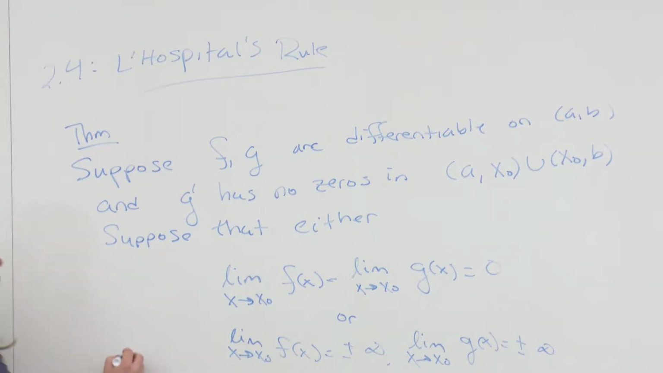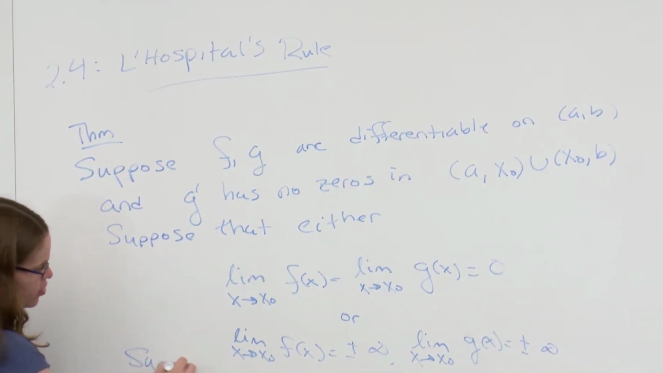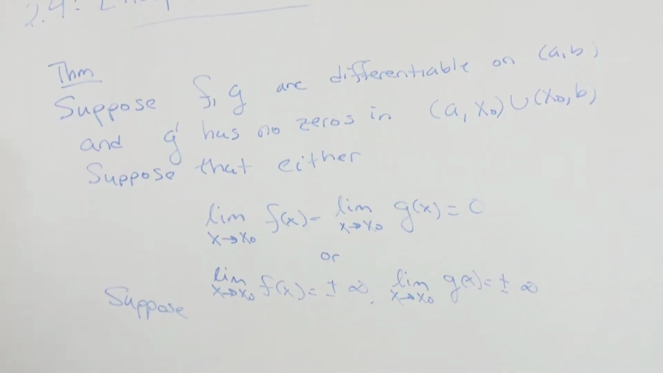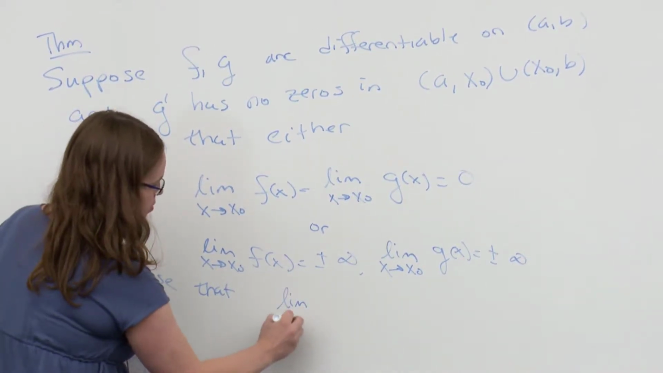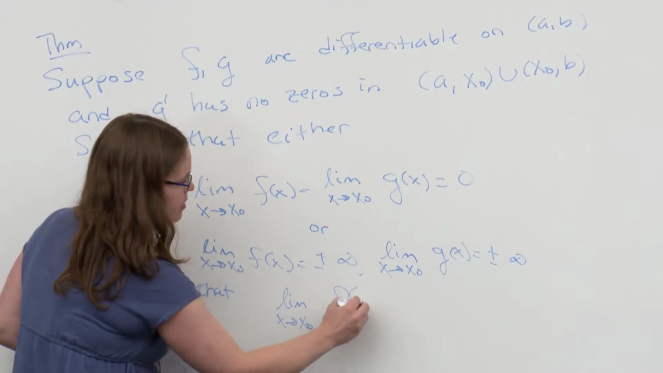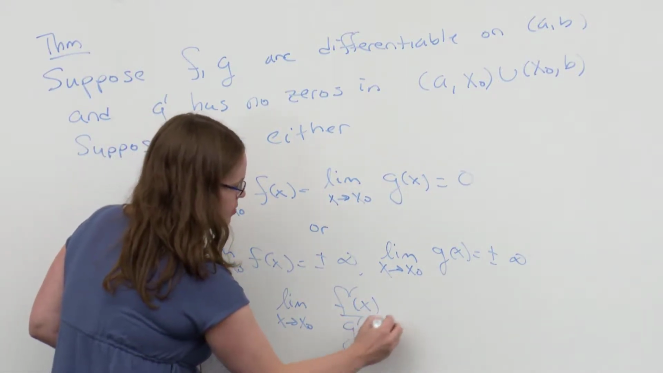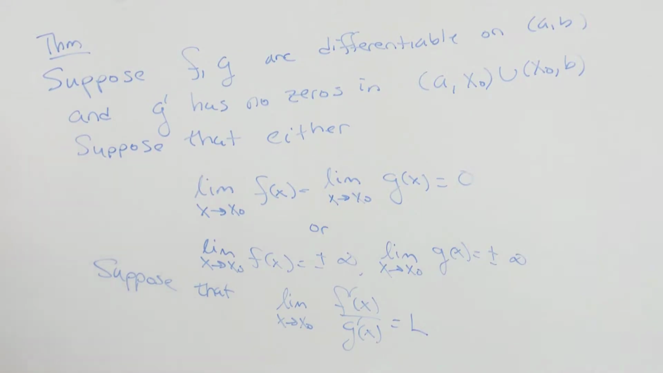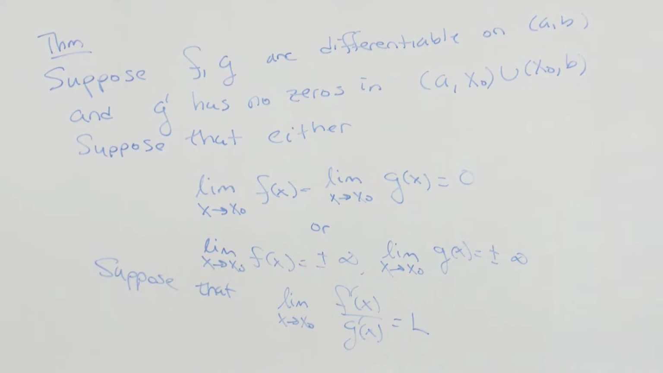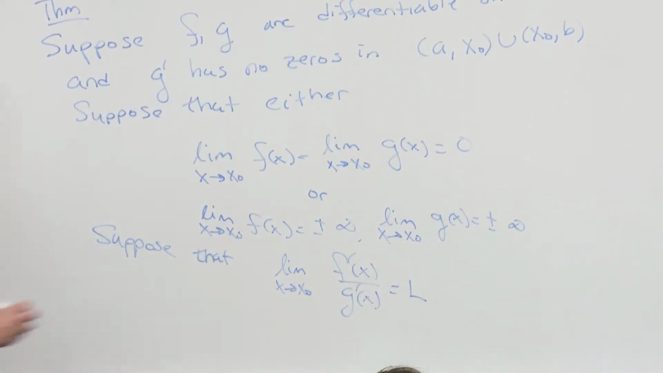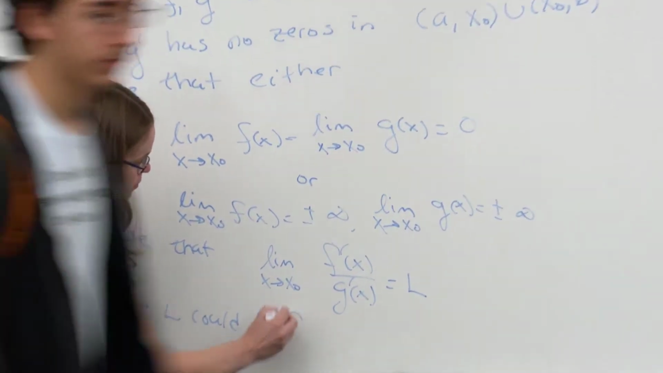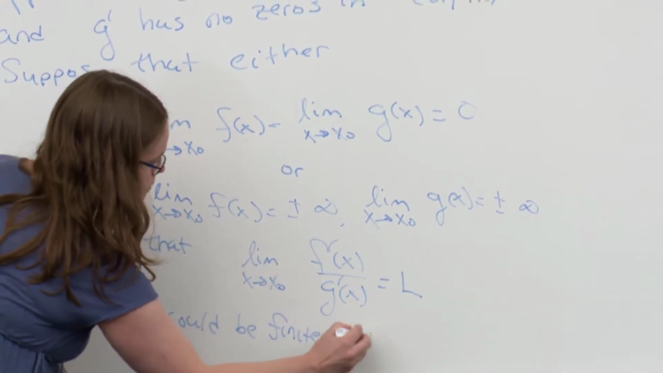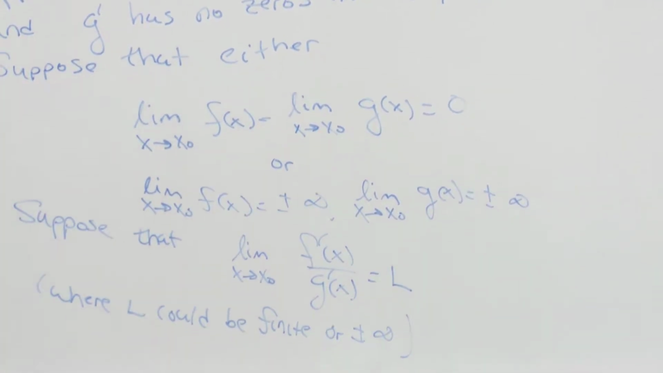And we suppose that if we were to take derivatives of these two things, then the ratio of those derivatives would have a limit. Suppose that the limit as x goes to x naught of f prime of x divided by g prime of x is equal to L. We're going to allow that L could be either a finite number or plus or minus infinity, where L could be finite or infinite. But it's something that we can definitely evaluate.